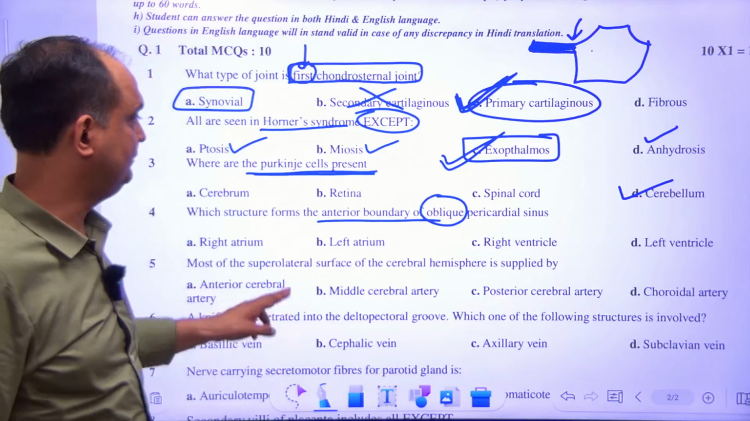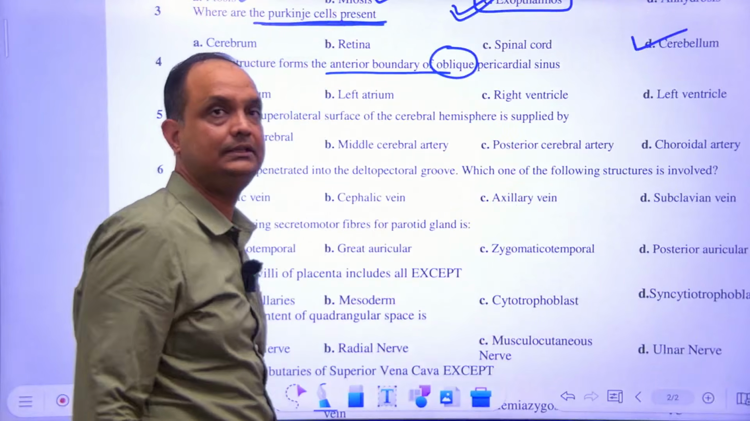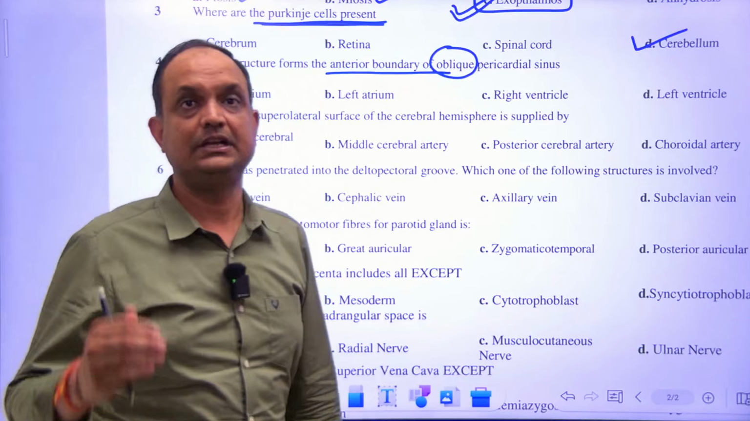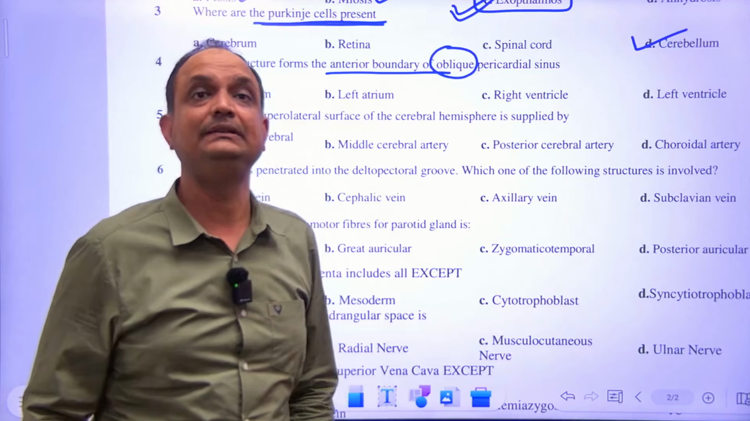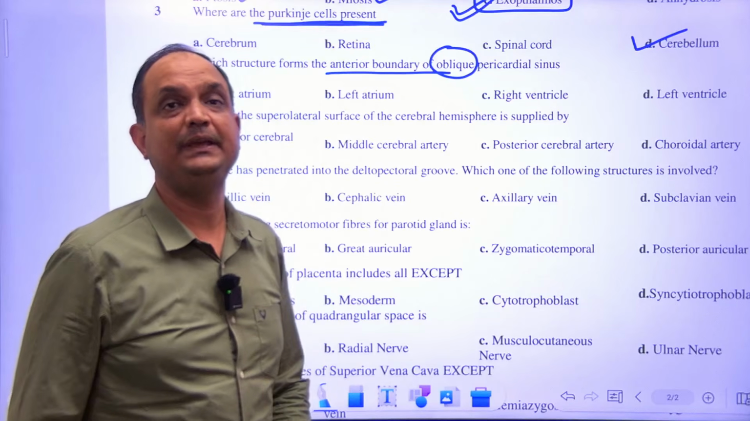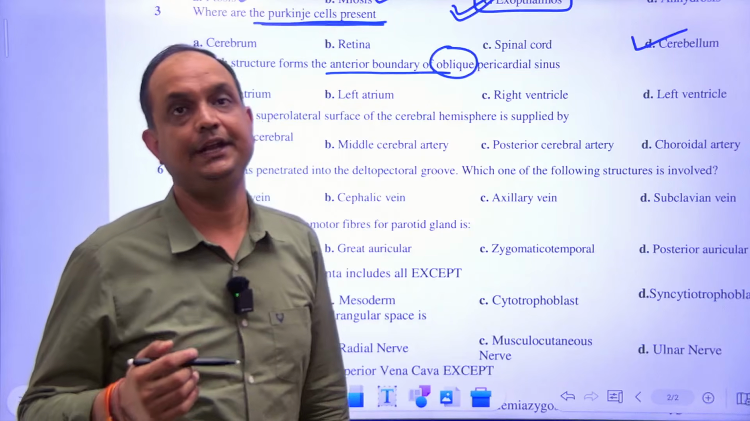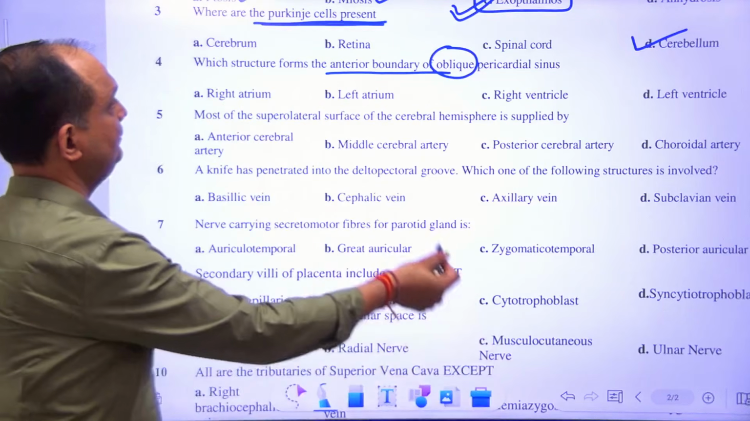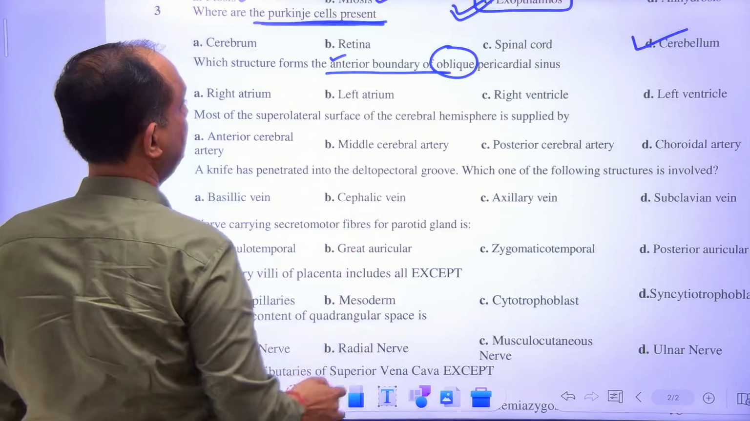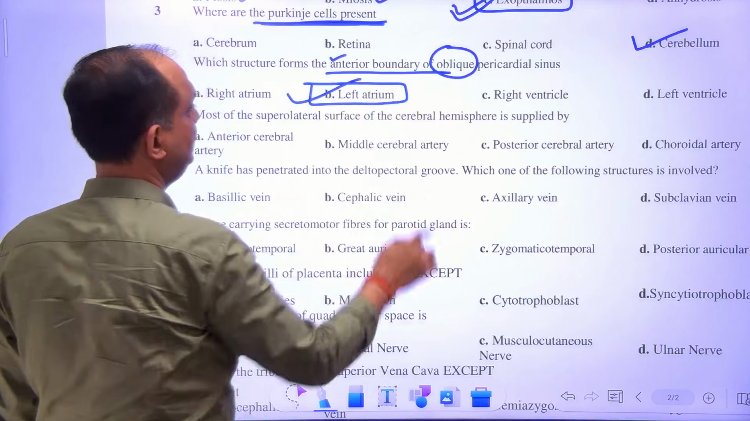The next question is, which structure forms the anterior boundary of the oblique pericardial sinus? Dear students, in the pericardium you know there are two sinuses, the transverse sinus and the oblique sinus. The oblique sinus lies behind the base of the heart. The base of the heart is formed by the left atrial chamber. So the left atrium is going to form the anterior boundary. Answer B, it is the left atrium.